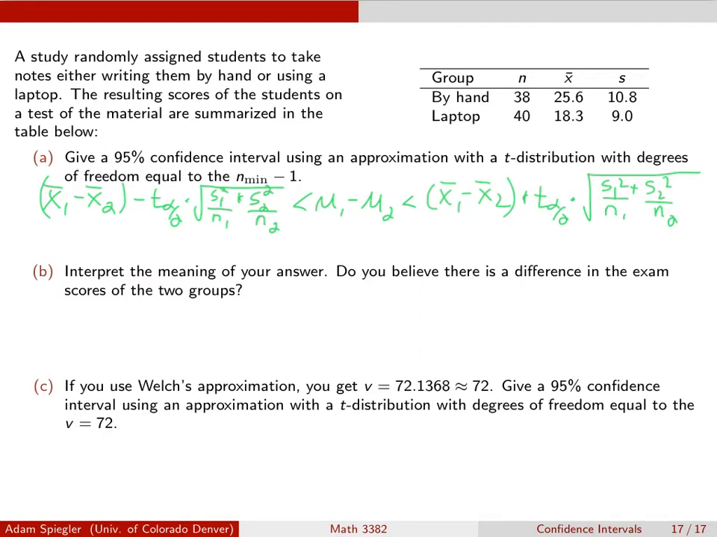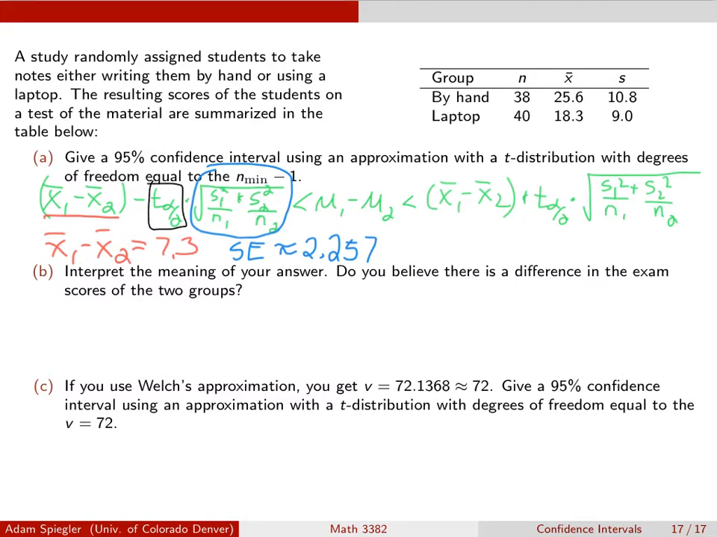For us, finding x bar 1 minus x bar 2, we just take the difference in these two values, and that gives me an estimate of 7.3. So my initial estimate for this difference is 7.3. Then, using the standard error, we can build some error into our estimate. To find that, we use the standard deviations for our samples and their corresponding sample sizes, and you can check that this standard error comes out to approximately 2.257.